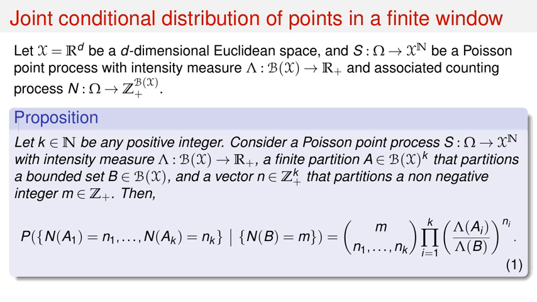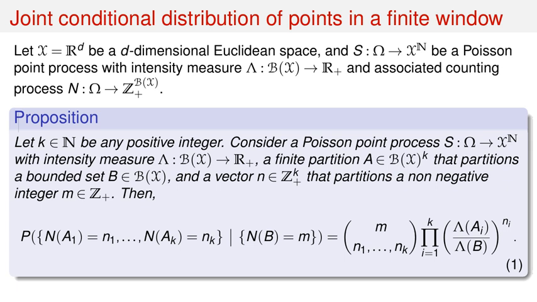Now consider a proposition. Let k be any positive integer. We have our Poisson point process S with its intensity measure lambda. Let A be a finite partition of a bounded set B in script B of script X. This means A consists of k disjoint sets A1 through Ak, whose union is B.